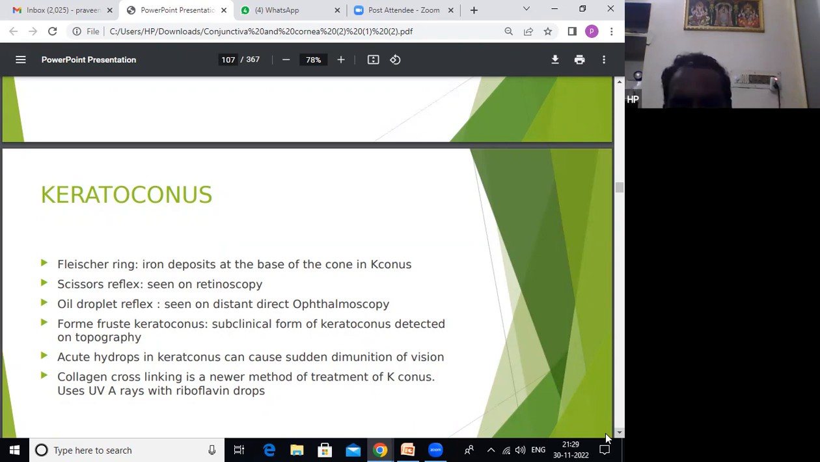And what is forme fruste keratoconus? Sorry, it's the subclinical form of keratoconus. That means clinically it is not yet manifested, and it's only a subclinical form of keratoconus.